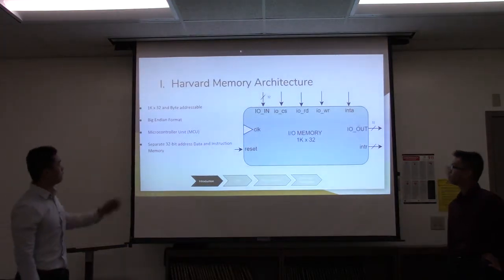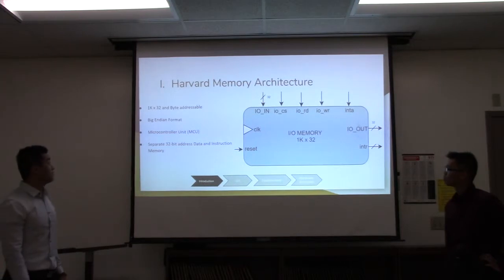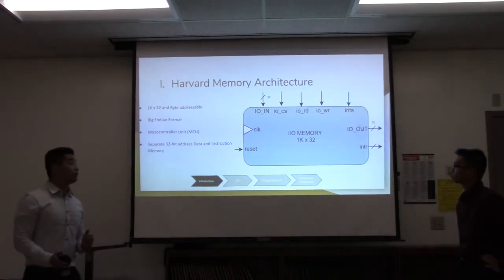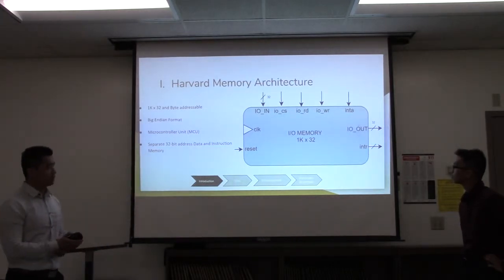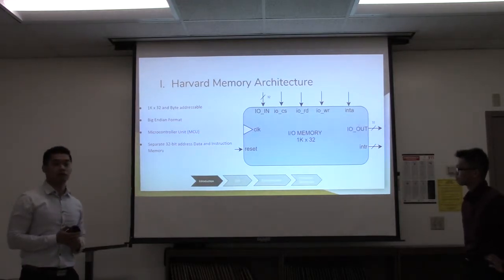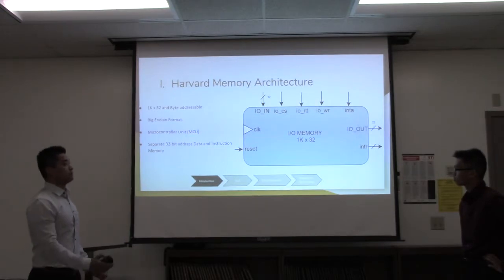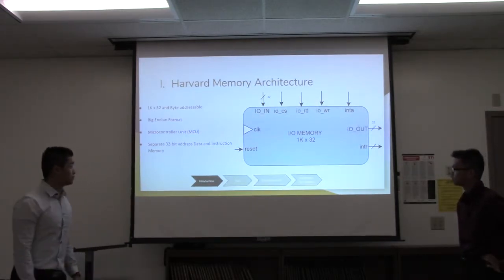First, we have the Harvard memory architecture. It follows the 1K by 32, and it is byte addressable. Notice how you can access each individual byte of the data, and it also has the interrupt capability of the interrupt request and interrupt acknowledge, by sending the interrupt request to the CPU or the MCU, and then the CPU will process and send an interrupt acknowledge back to the I/O memory module.